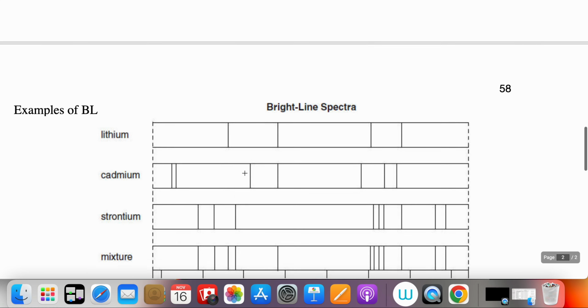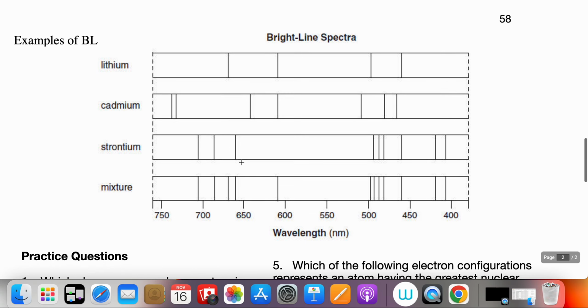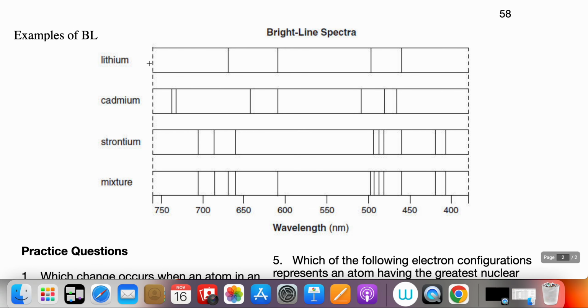So let's take a look at the next page here. So, example bright line spectrums. When you take a look here, this is the element lithium, and these bands represent the colors seen in lithium's bright line spectrum. And down here, you will see the wavelengths. Every color of light has a measured wavelength in nanometers. And then you can see the element cadmium and then the element strontium. And then we are given a mixture.